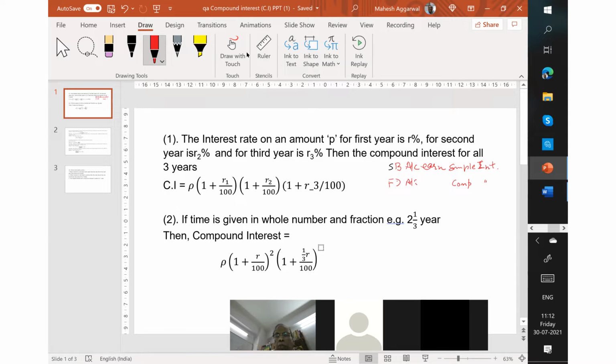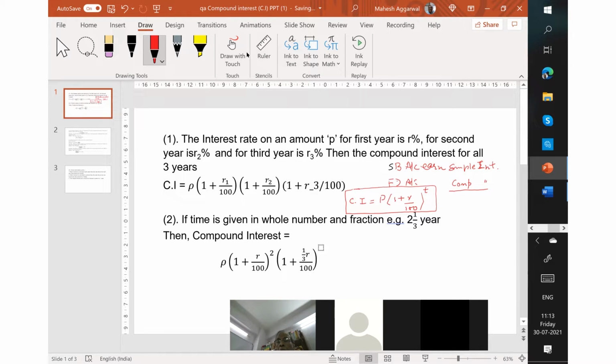Now the simple interest formula we had done. Simple interest is nothing but principal into rate of interest into time upon 100. Now the formula for compound interest is very simple. It is written here also, but I'll rewrite it for you. Compound interest is equal to principal into (1 plus R upon 100) raised to power T, where T is time.